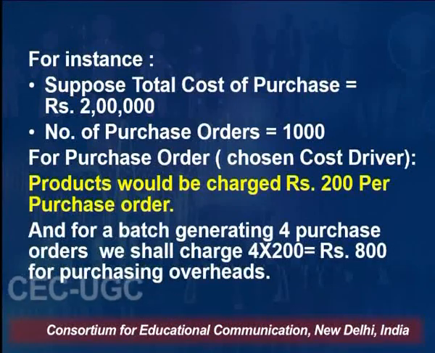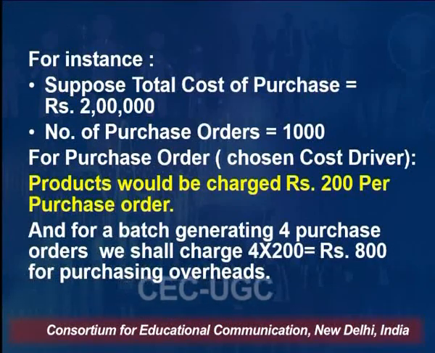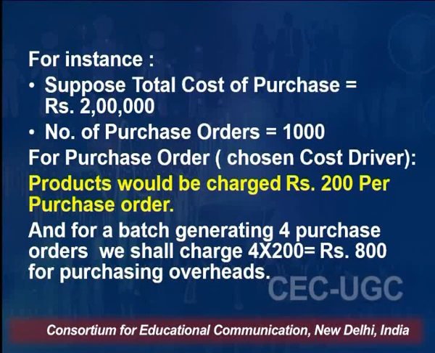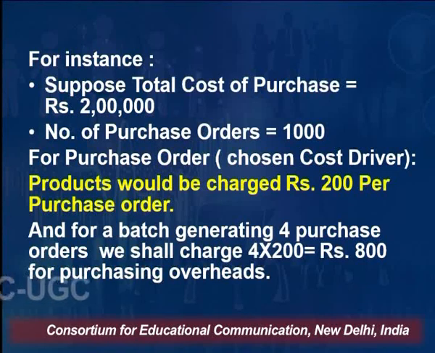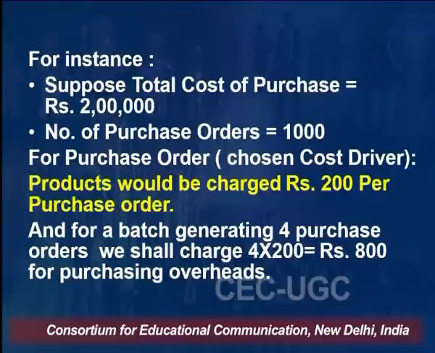Suppose you have a batch generating 4 purchase orders, we shall charge 800 rupees: 4 orders into 200 rupees per order. So 800 rupees is for purchasing overheads. Very simple. So we are basically identifying the cost driver, and for the chosen cost driver, we are trying to find out the cost which shall be charged to that particular product for purchasing overheads.